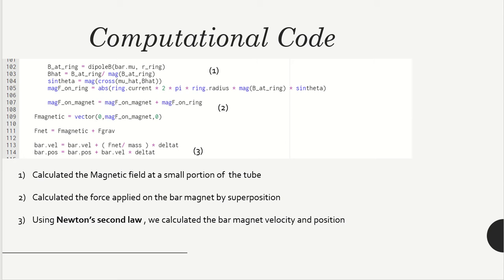Moving on to the next part of the code, in this snapshot we calculate the magnetic field in the ring portion of the tube, and then we calculate the force applied on the bar magnet when it's inside the tube. We know there are two forces: a gravitational force and a magnetic force. We sum those up to equal the total force applied on the bar magnet. And then the third step is using Newton's second law, the momentum principle. We can calculate the bar magnet's velocity and position during its time in the tube.